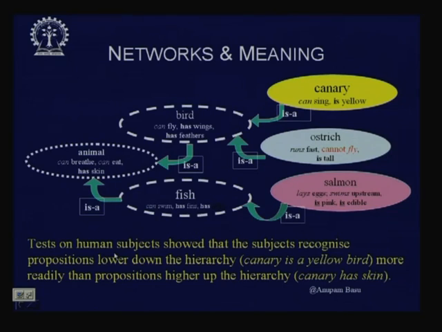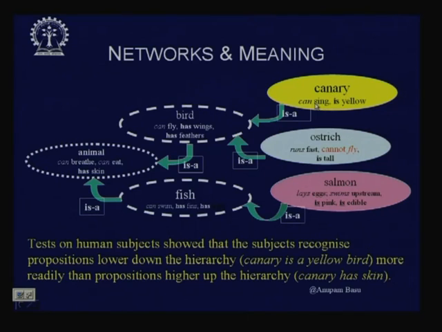So this is again the same example, and it has been shown through some psychological experiments that when the tests were carried out on human subjects, the subjects recognized propositions or statements which are lower down the hierarchy much faster, much more readily than the propositions which are higher up. Now, what are the propositions? Say, if I say canary can sing, that proposition is stored here. How is the proposition stored? It is stored in terms of the attribute and object relationship. Canary is an object having the attribute can sing. So that is at this lower level.